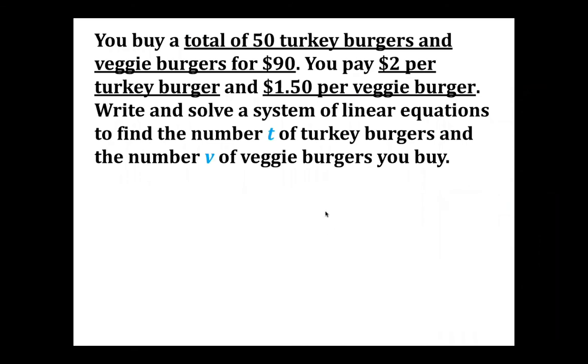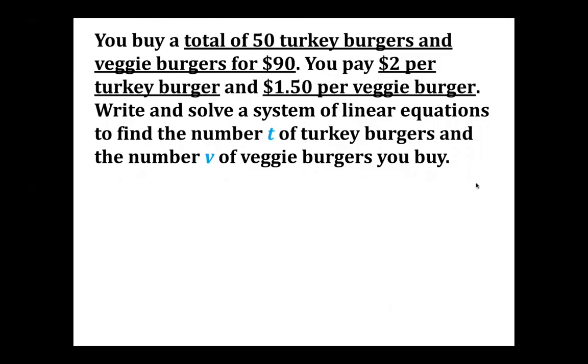Here is a word problem for us to try. You buy a total of 50 turkey burgers and veggie burgers for $90. You pay $2 per turkey burger and $1.50 per veggie burger. Write and solve a system of linear equations to find the number t of turkey burgers and number v of veggie burgers you buy.